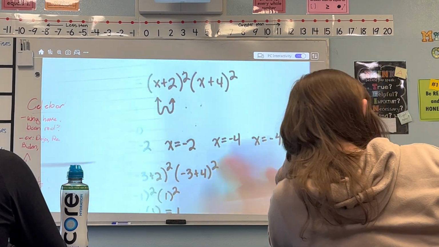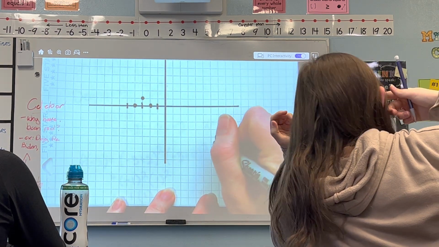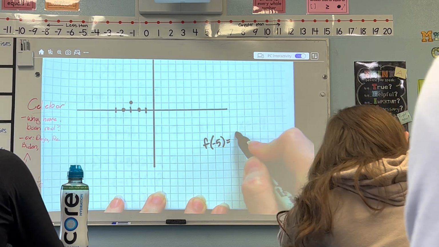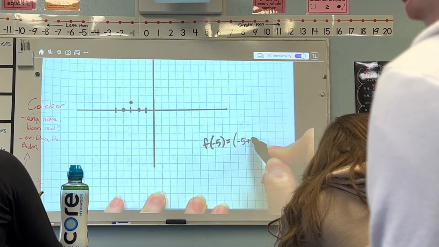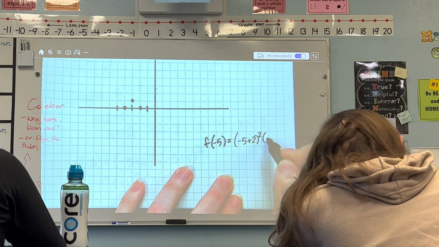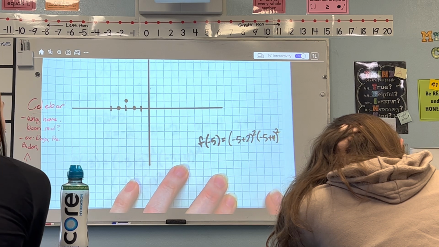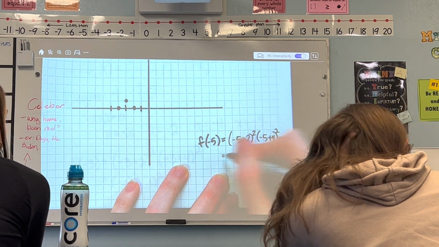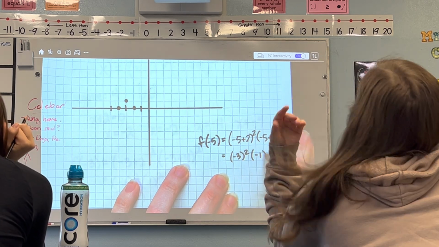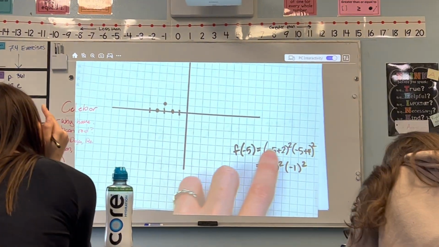The problem's not super hard. Based on the table, I'm gonna do it in my head. So -5 plus 2, right? Times -5 plus 4 squared. Is the square only applied to the 2 or does it apply to all of it? Square. Then you work this out in here first.